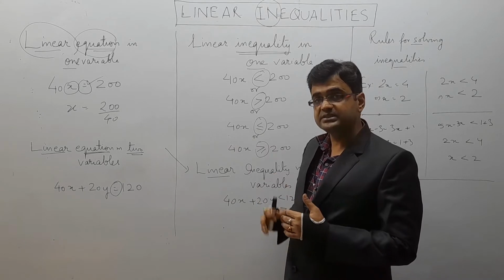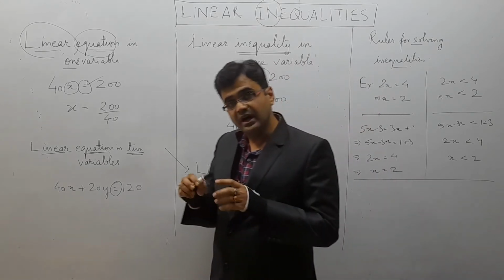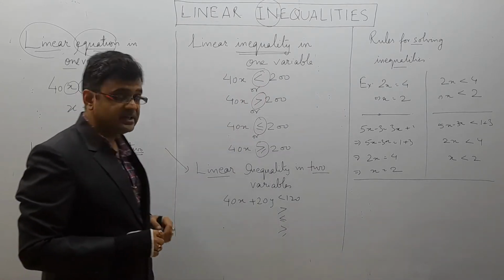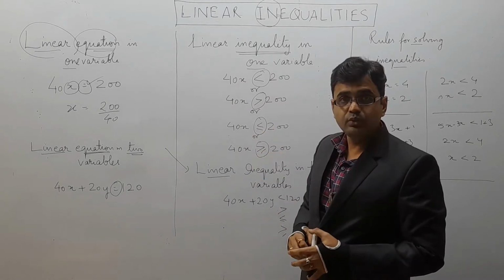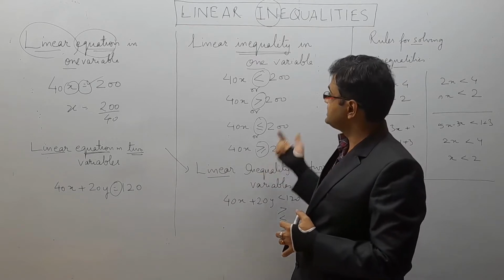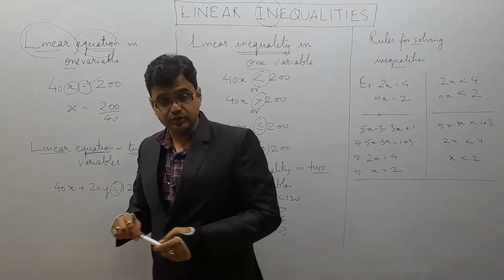And if the sign is other than equal to, then it becomes an inequality. Other than equal to, any sign. It could be less than, more than, less than or equal to, more than or equal to. Other than equal to, if there is a sign, it makes the expression an inequality. Now, what is the significance of this?